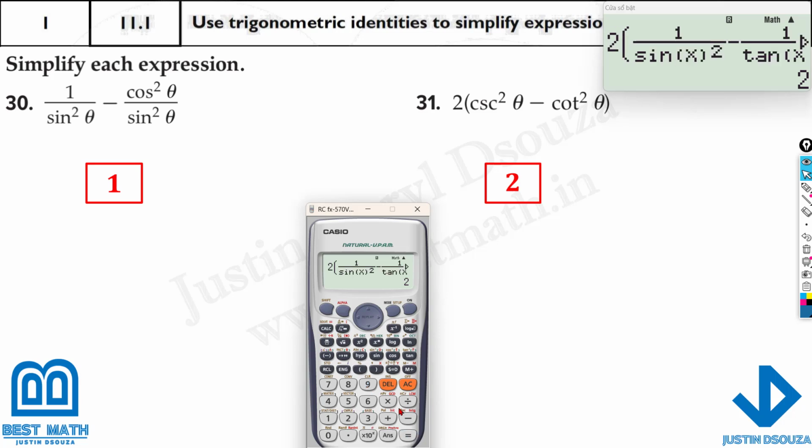Even if you choose any other value, you will get the 2 itself. But let's stick to 2. So that's the answer. If the answer option is 2, just try calculating it at any other value. You will get the same number and then that's the answer.